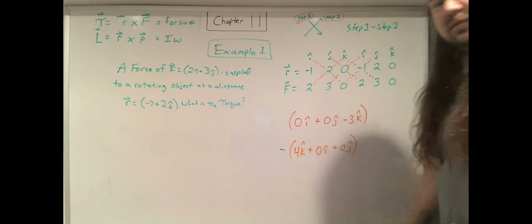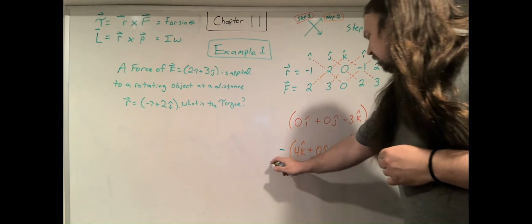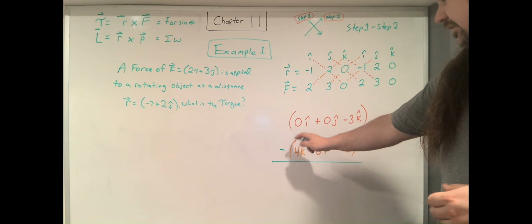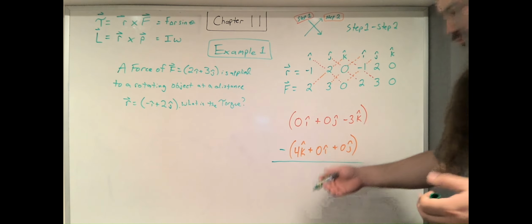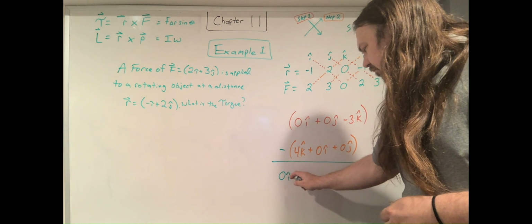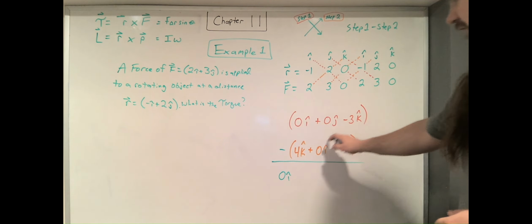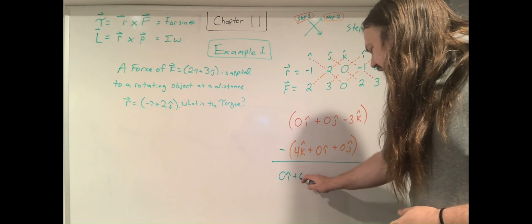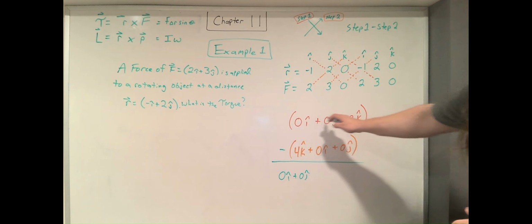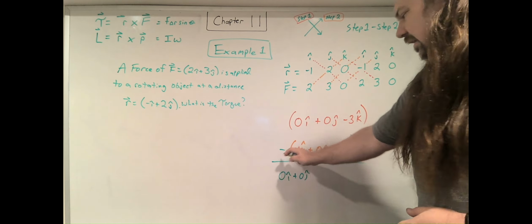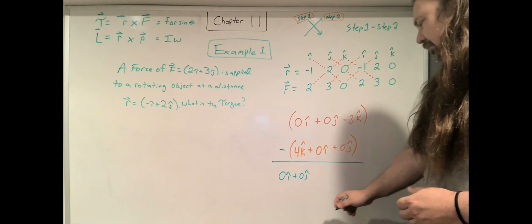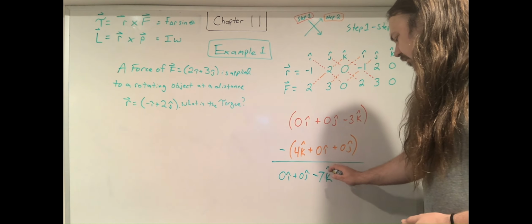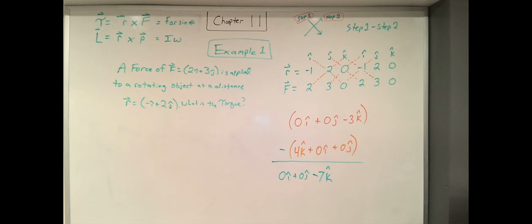Okay. Step 1 minus step 2. Now all I'm doing here is looking for like terms. I have 0i here minus 0i here, so we get 0i. I have a 0j here minus a 0j here, so I get a 0j. I have a negative 3k minus 4k. Negative 3 minus an additional 4 will give me a minus 7k. All right, and that's the cross product.